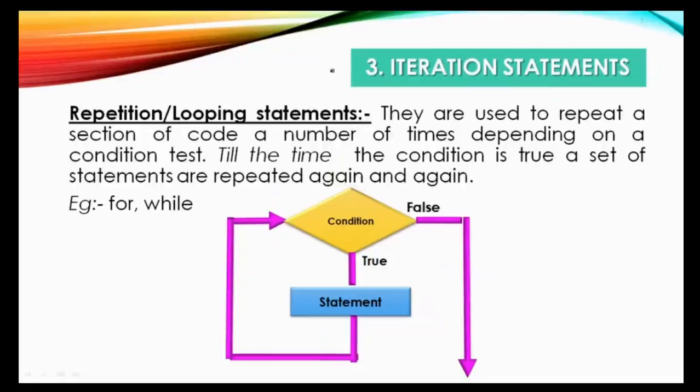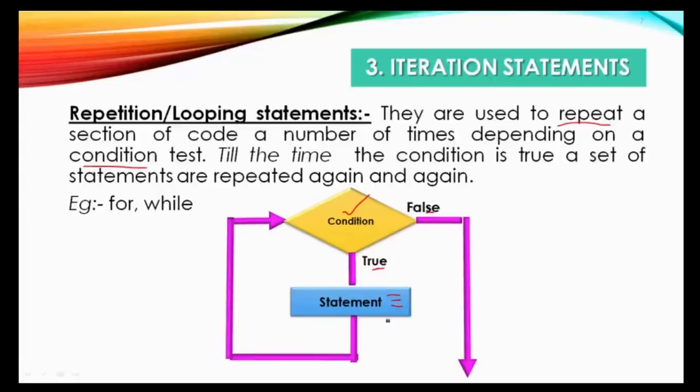The next, third control structure is iteration statements, or looping statements, or repetition statements. They are used to repeat a section of code a number of times depending on a condition test. Here also a condition will be evaluated. The condition can result in true or false. If the condition is true, a set of statements, which can be a single statement or multiple statements, will be executed repeatedly.